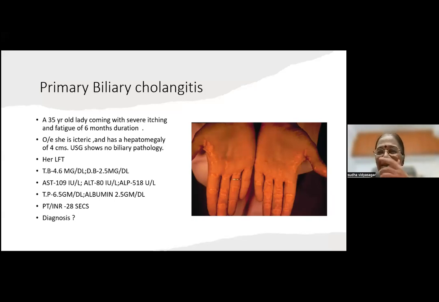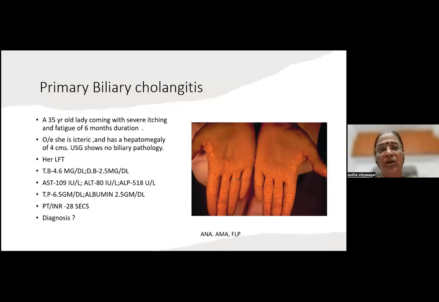Right. These are palmar xanthomas. So the investigation that you would ask for is an ANA, an antimitochondrial antibody, and of course, your fasting lipid profile, because we are looking for an abnormal lipid profile in these patients.